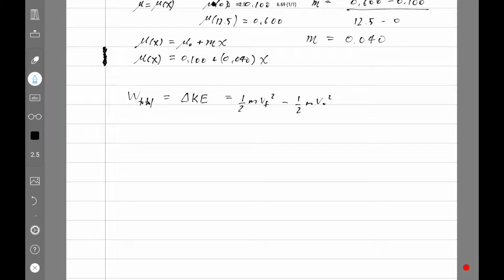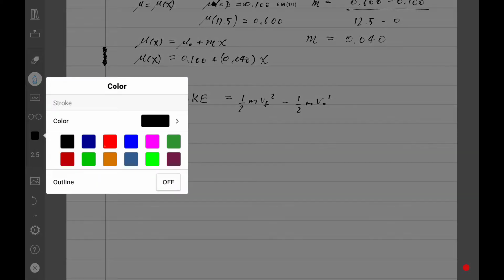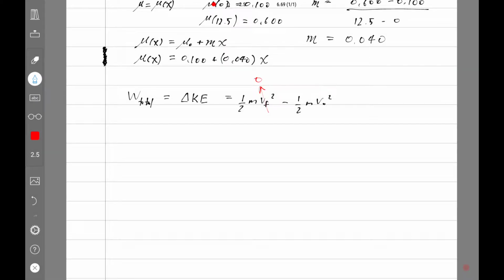Well, I think a lot of students have trouble with this approach. Okay, we don't know m, so therefore we don't know what delta KE is. But so what? Just go with it. The final velocity we want to be 0. So that's 0 because we want to know the change in the kinetic energy where the final velocity is 0 because it stops, and v naught will be the 4.50 meters per second.